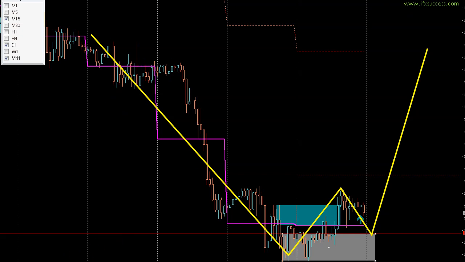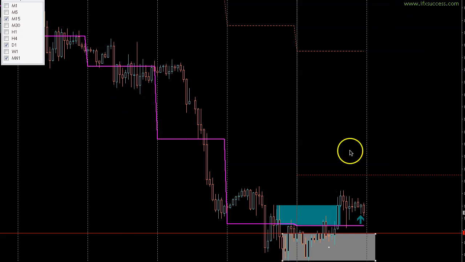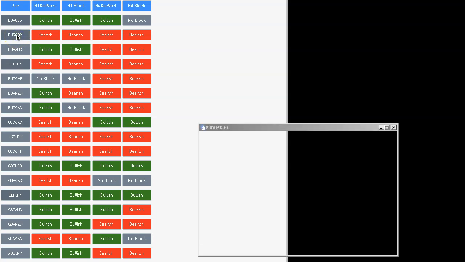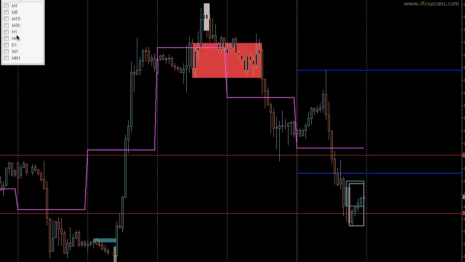Okay, so now let's take a look at another pair. So this is definitely a buying pair right now. So we're going to delete this one and take a look at a new one. So right now we have euro pound. This is another one. So everything looks bearish. We just have to know how old is this block right here. So let's go in here and let's see how old is this block.